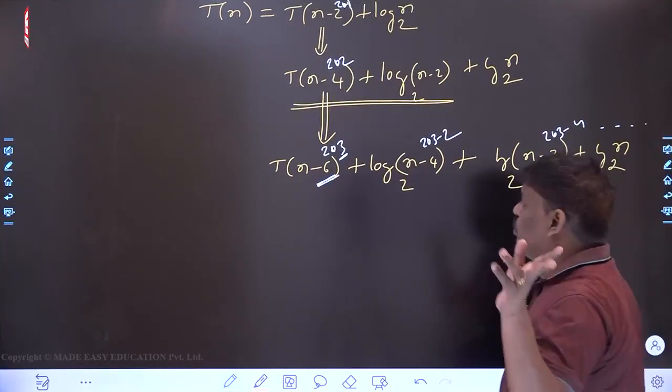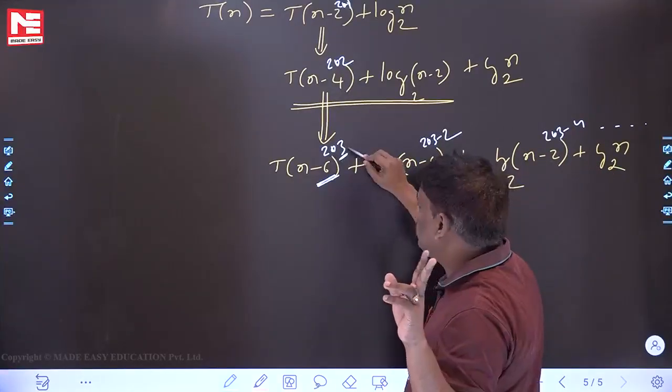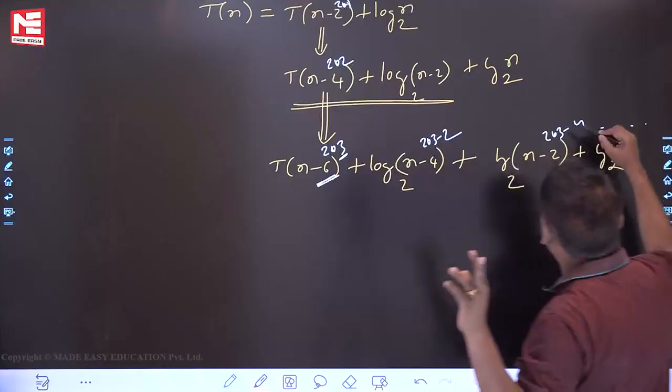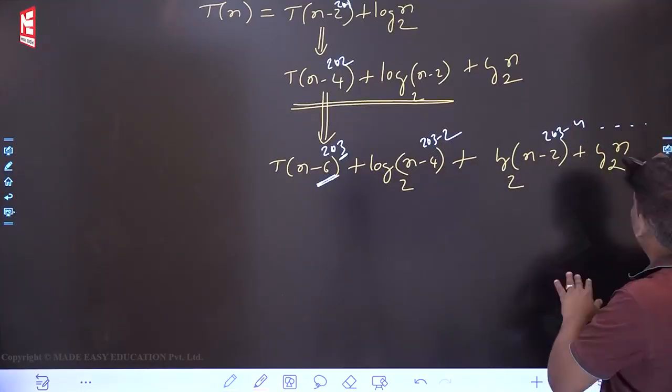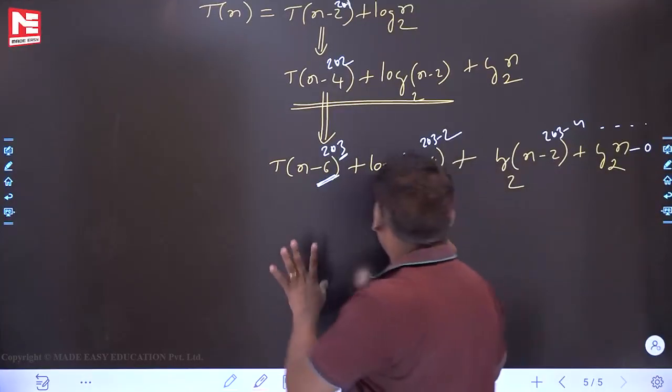So if you do 3 times, everything should be in terms of 3. If you want, you can just say 2 into 3 here, 2 into 3 minus 2, 2 into 3 minus 4, 2 into 3 minus 6 and so on until n will come. This is a 0. That is okay. So if you do 3 times, this is the story.